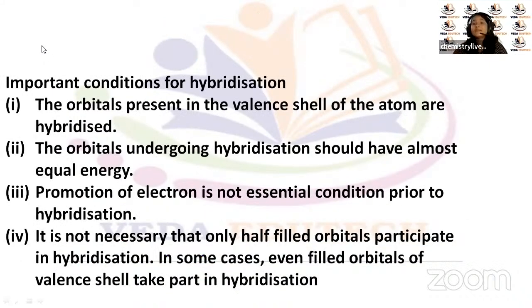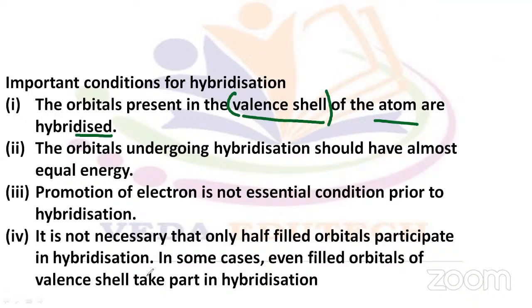Now, there are certain important conditions for hybridization. What are they? Let us see. The first condition is that only those electrons that are present in the valence shell get hybridized. So this is the valence shell electron and they get hybridized. Note down all these points, children.